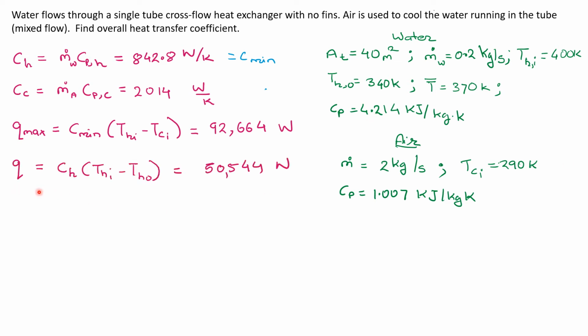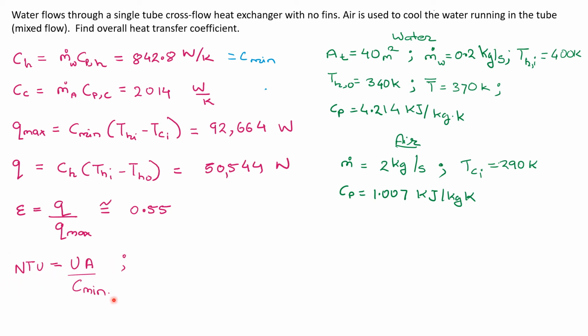Now our actual heat transfer rate Q is CH, which is this value here, times the actual temperature difference of water only, which is THI minus THO. So THI will be 400 Kelvin, THO will be 340 Kelvin, and this will give us a Q of 50,544 watts. So dividing Q by Q max will get the effectiveness of the heat exchanger, and the effectiveness will be 0.55.